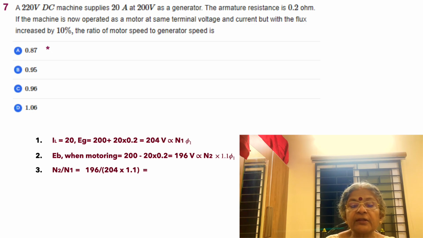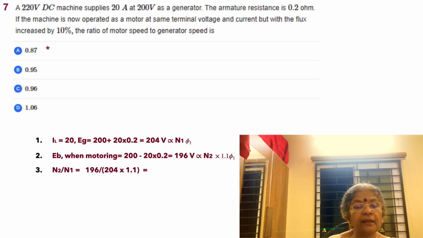It's a generator now because it's supplying. The armature resistance is 0.2 ohms. The machine is operated as a motor at the same terminal voltage, 200 volt, and current, but with the flux increased by 10%. Find the ratio of the motor speed to generator speed. So we are having again similar kinds of problems. Once you do all of them, you will be very thorough. In fact, machines are supposed to give you more credit in the GATE examination.